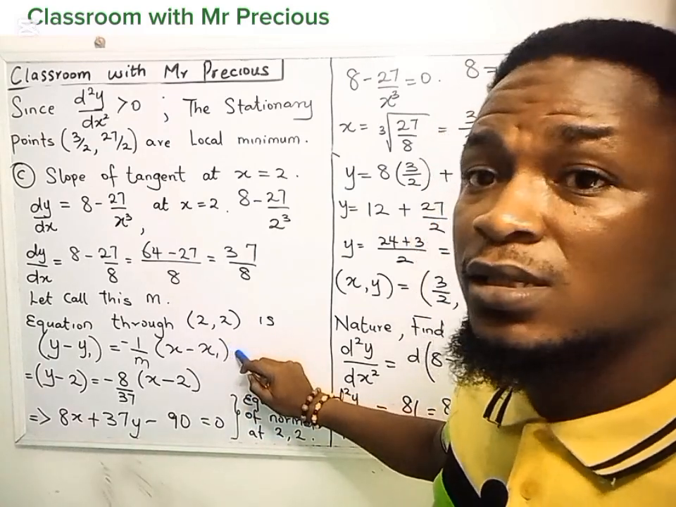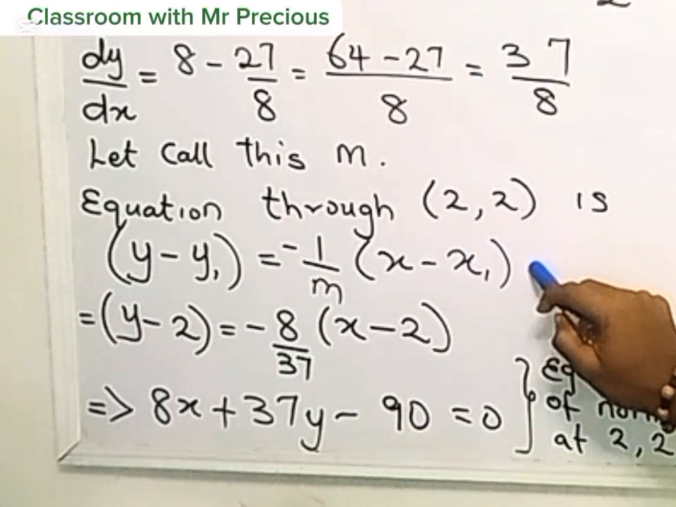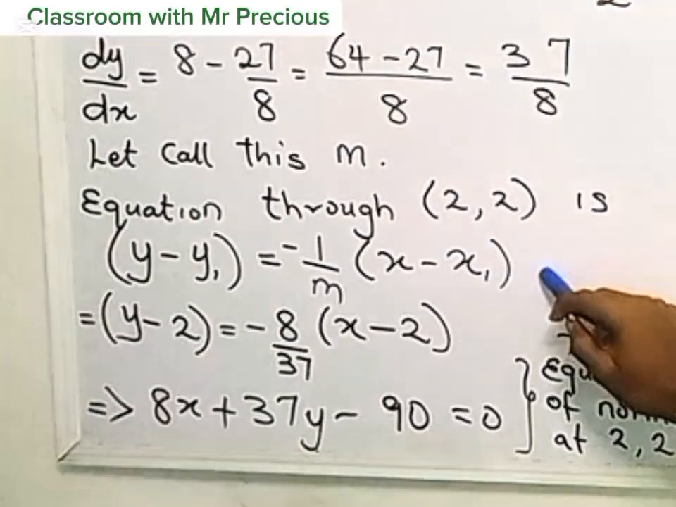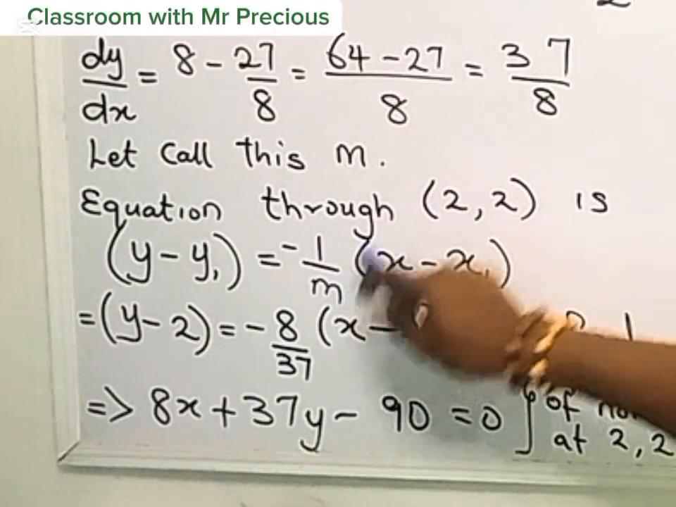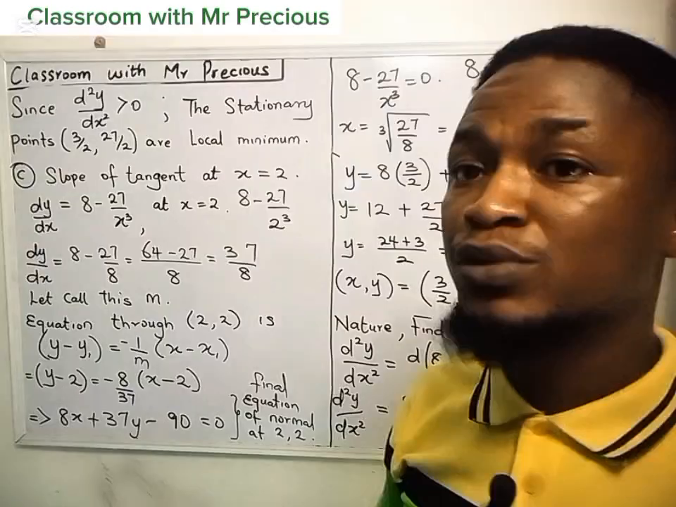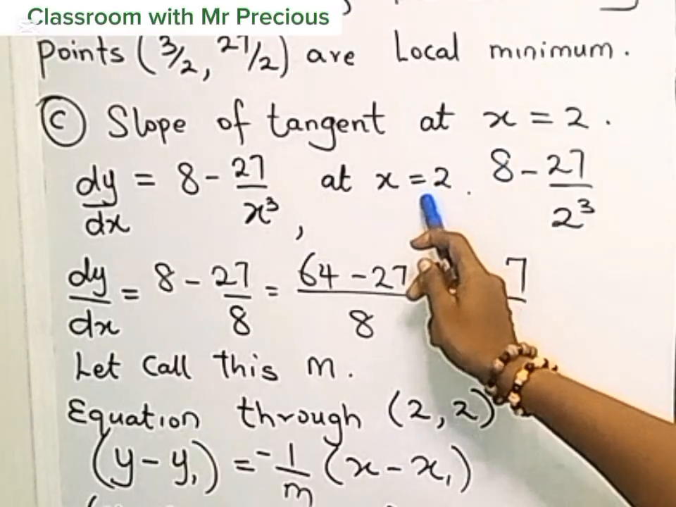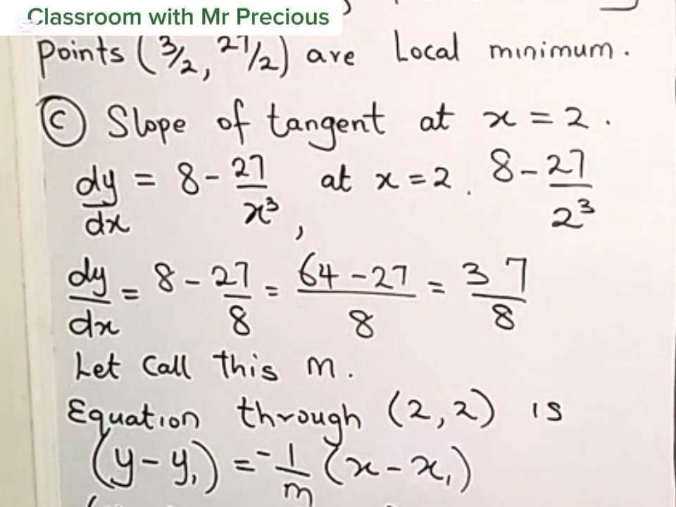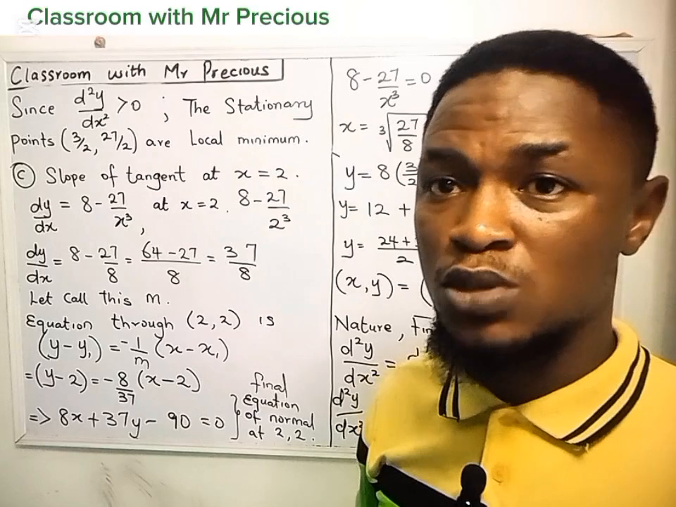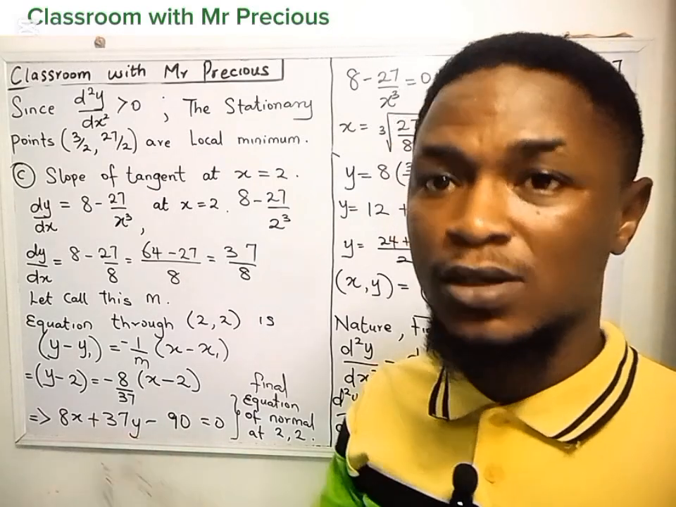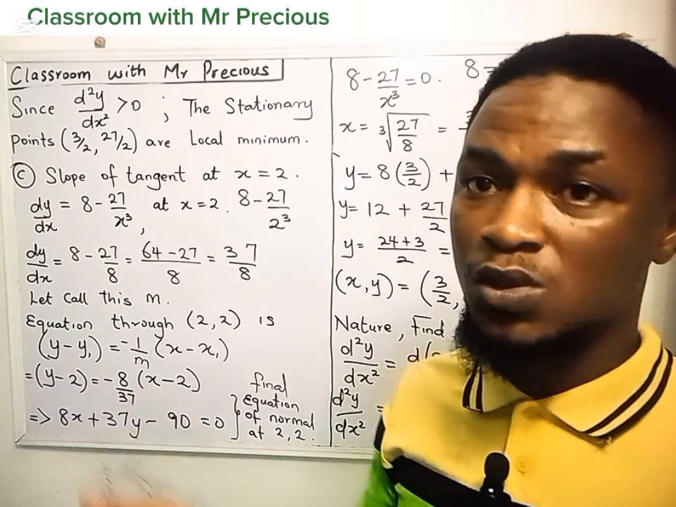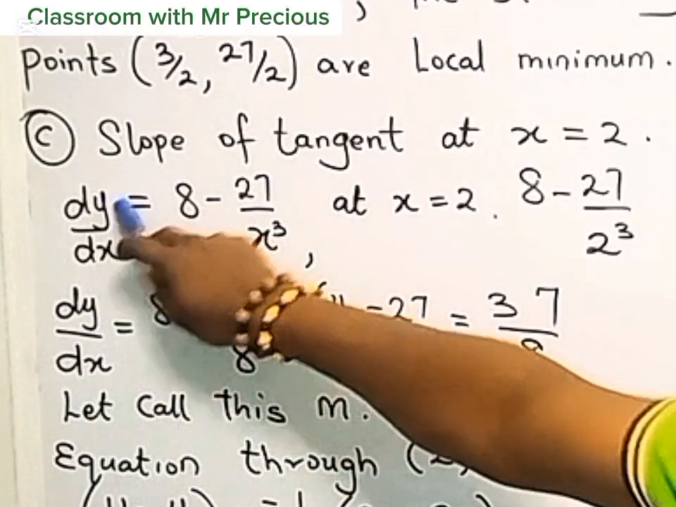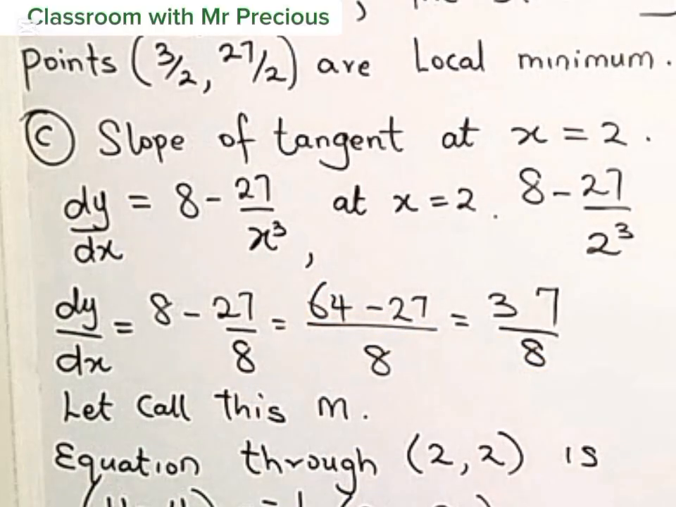Obviously, this is the equation of the normal at any tangent. This m is the slope, and I calculated the slope by putting my x equals 2 into the slope. Slope is dy over dx. If you know what slope is, y2 minus y1 all over x2 minus x1, which is change in y over change in x, which is the first derivative.